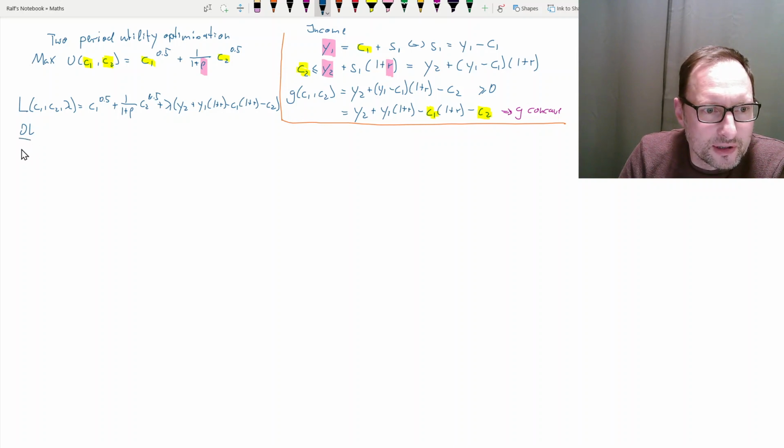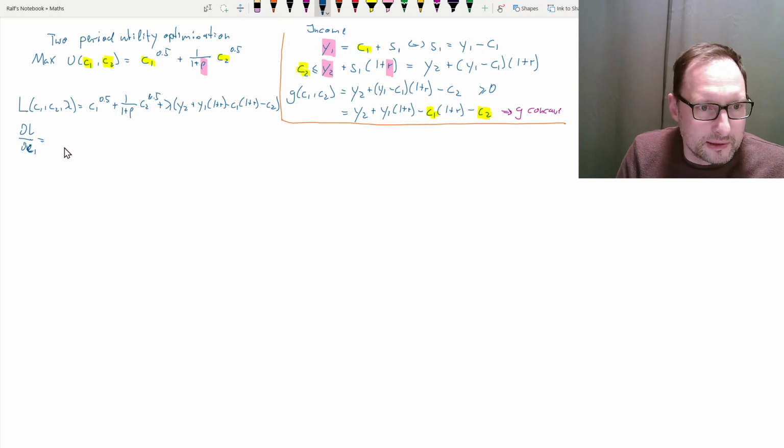We need the partial derivative of that Lagrangian function with respect to c1. That has to be 0. If we find the partial derivative of the Lagrangian with respect to c1, we get 0.5 times c1 to the negative 0.5, and then we have another c1 here, negative c1 times 1 plus r, multiplied with the Lagrangian multiplier. The partial derivative of that is going to be negative lambda times 1 plus r, and that has to be equal to 0.